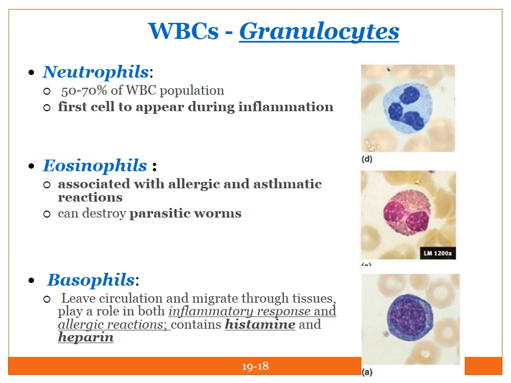Eosinophils are associated with the allergic and asthmatic reactions that occur in the body, and are also responsible for destroying parasitic worms that may have entered the body. Basophils are the least common granulocyte, and they're able to leave circulation and go into the tissues. So they have an important role in the inflammatory response and also allergic reactions. They contain granules that have histamine and heparin.